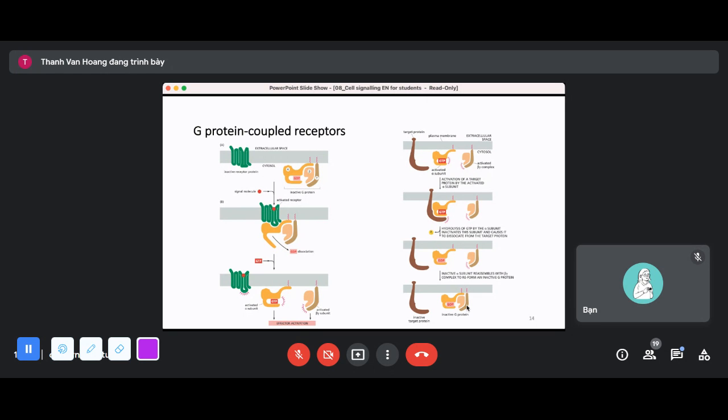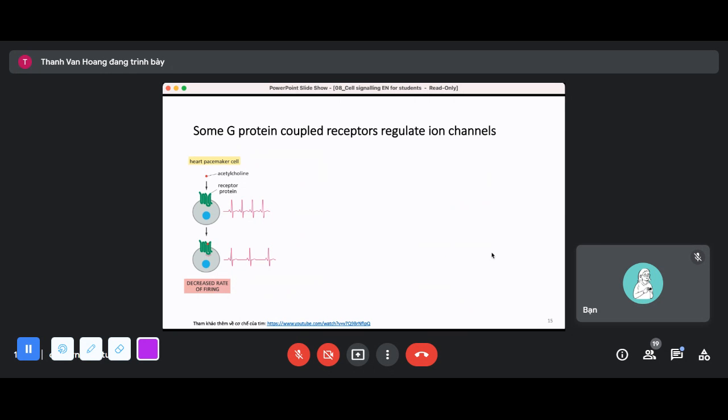Do you have questions? No. Okay. So do you understand about the mechanism, how the G-coupled protein becomes activated and inactivated again? Yes, teacher. Okay, so let's continue.